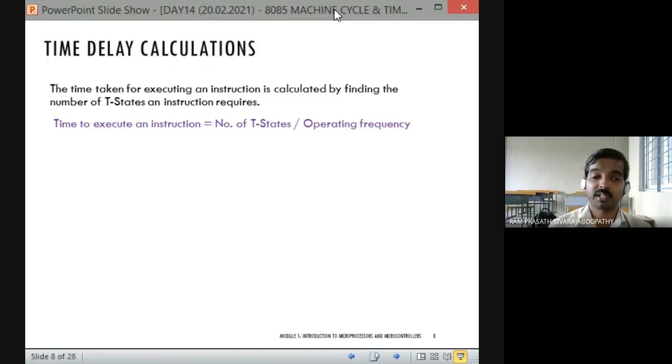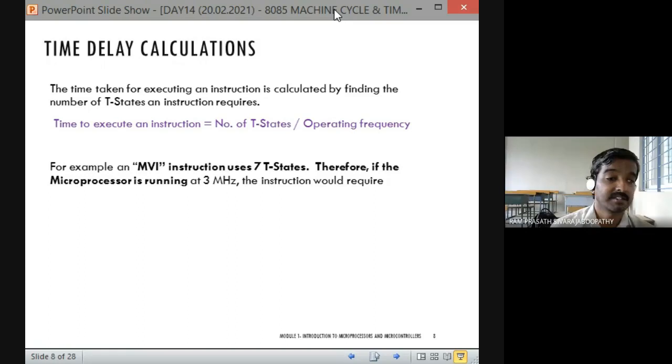See, simply put, we can multiply the number of T states by the time period, or divide by the frequency; both are the same. Fine. For example, an MBA instruction uses 7 T states. Therefore, if the microprocessor is running at 3 megahertz, how much time period would the instruction require?